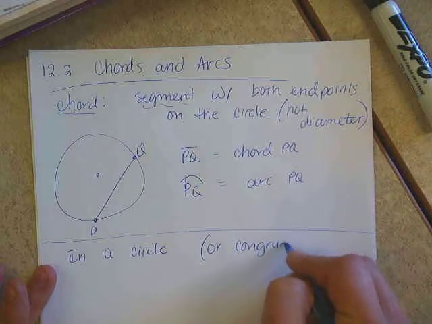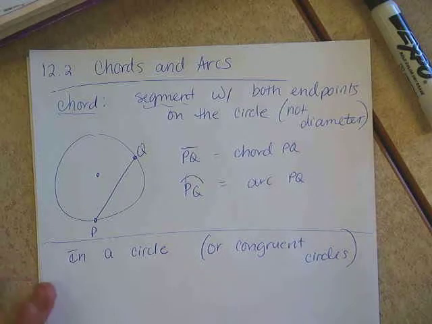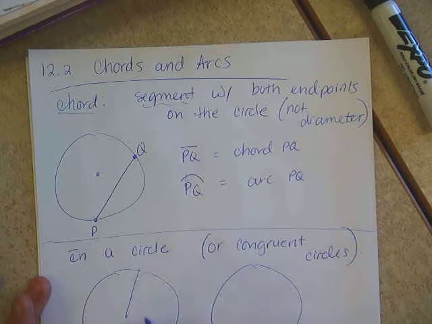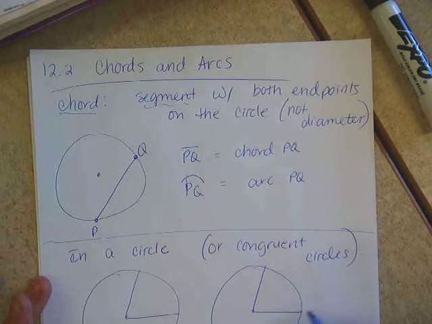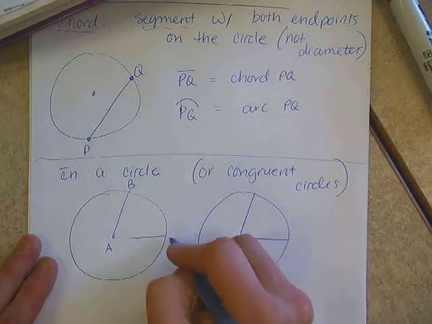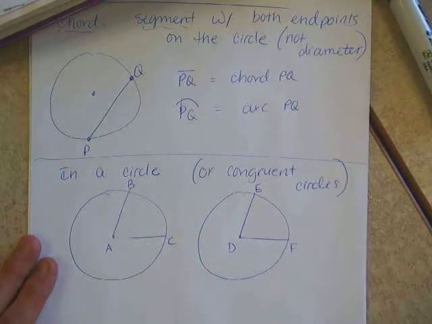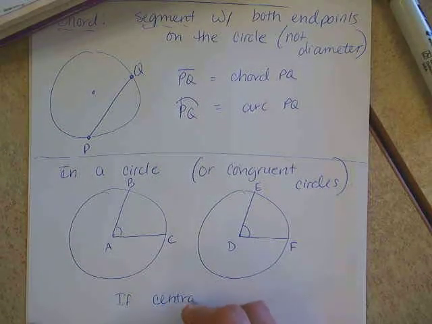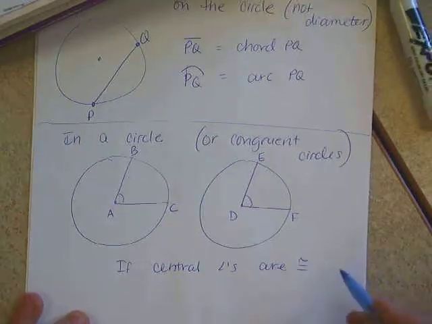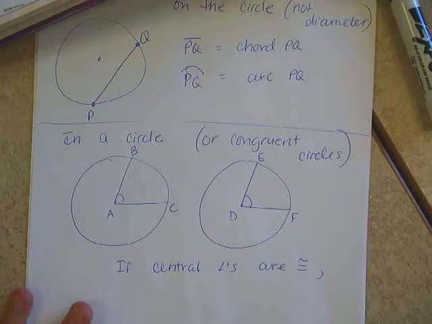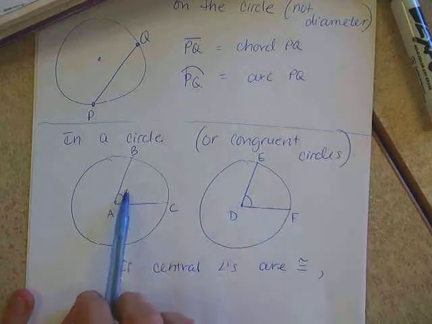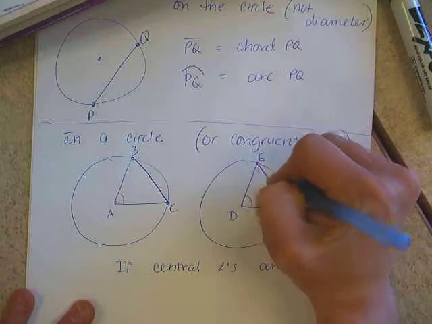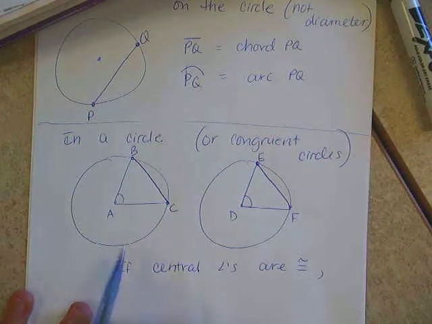So in a circle or congruent circles, okay, so we'll assume these two circles are congruent. If central angles are congruent, okay, if the central angles are congruent, and I want you to draw the chord in between B and C and E and F.